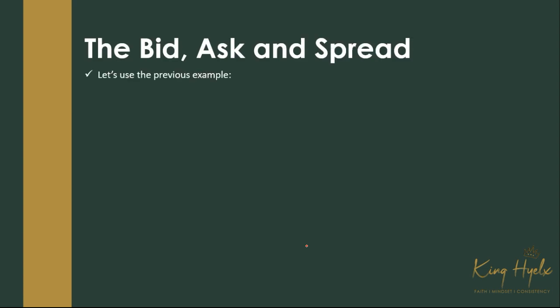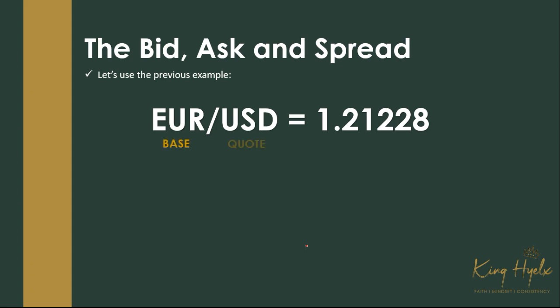Going further, we are going to be introducing the concept of bid, ask, and spread. So let's use the previous example of Euro USD, base and quote. So what is bid? The bid is the best available price at which you, the trader, can sell to the market, right? So if you want to sell, your broker will offer you the bid price.